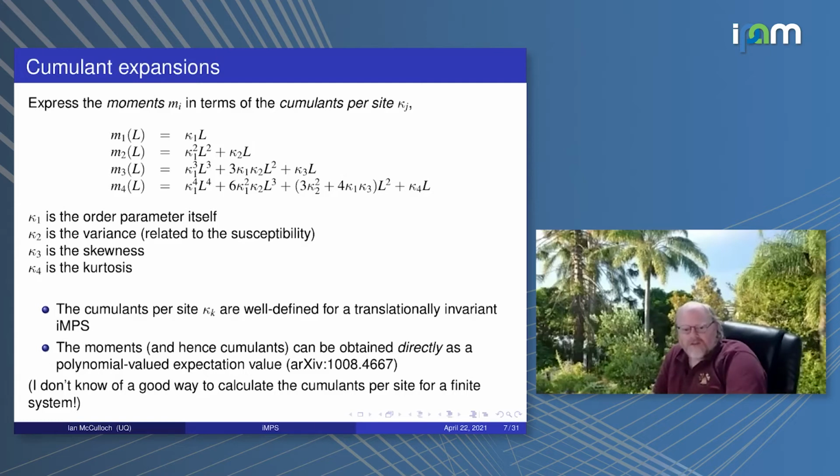Now, that's quite interesting because I think that's about the only way that I know of where you can calculate these cumulants in a quite rigorous way. So I don't know, for example, how to calculate these cumulants per site for a finite system. Perhaps if someone knows of anyone that actually does this for a finite system, I'd be quite interested in learning about that.